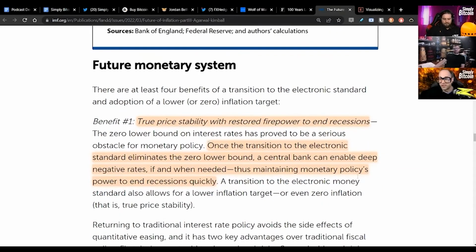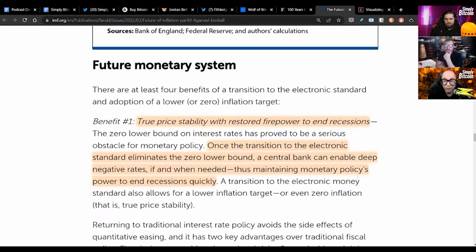All right, here we go. So here are the benefits of this bullshit. Benefit number 1, true price stability with restored firepower to end recessions, right? Just like we saw in that other article from the 100 years of the Fed Reserve reign. They were also supposed to stop recessions and boom and bust cycles. We just went through one in 2008. Bitcoin was born.